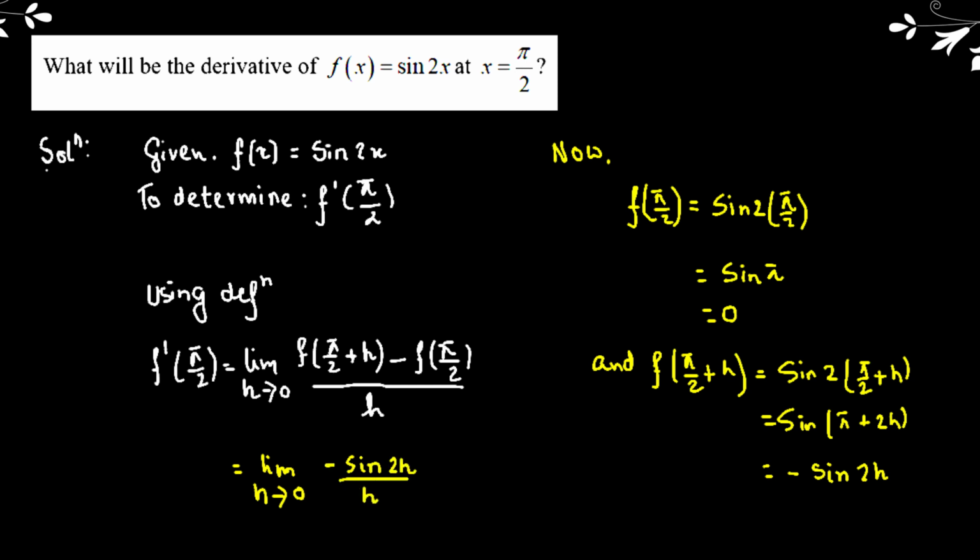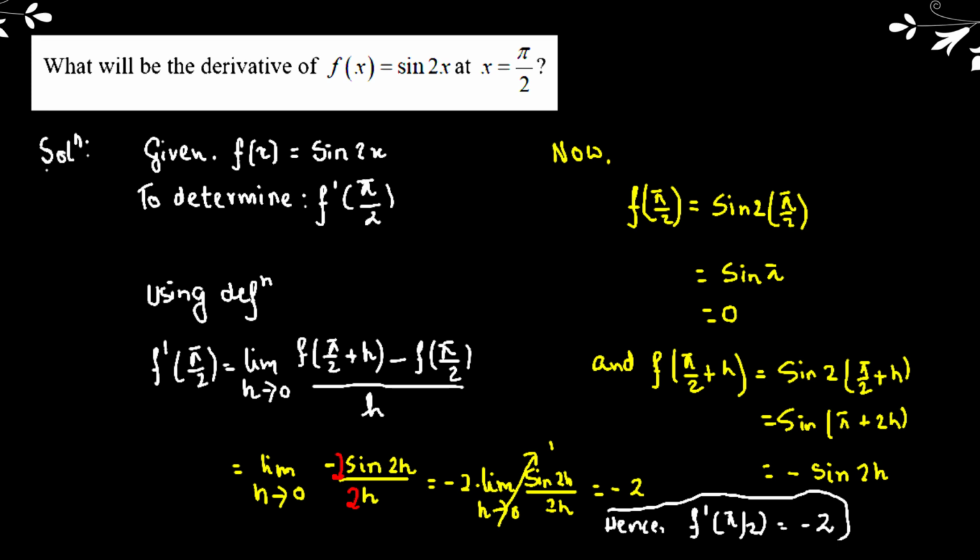Then we're going to multiply both numerator and denominator by 2. And we can pull the constant negative 2 out of the limit. So we have negative 2 times the limit as h tends to 0 of sine 2h over 2h. And we know that this limiting value is 1. So that finally gives us negative 2. Hence f prime of pi over 2 is equal to negative 2.